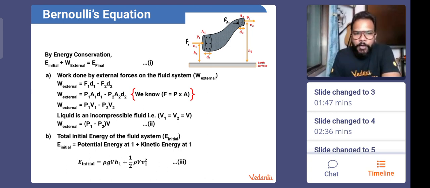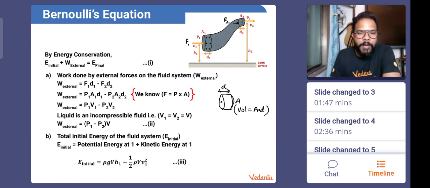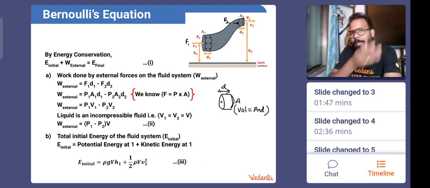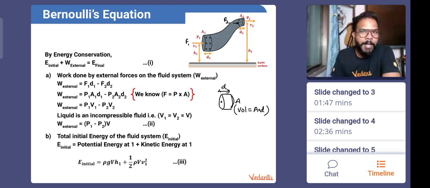That's basically your force. So from here, we can say that in the overall work done, A1 d1 is nothing but the volume V1, and A2 d2 is nothing but the volume V2. That's basically the volume of this small cylindrical portion. So this is d, area is A, so the volume is A into d, just as we saw in the equation of continuity as well. Okay guys, so we have got the value of the work done by the external force. That comes out to be (P1 minus P2) into V, assuming that P1 is greater than P2 because the liquid is flowing from 1 to 2. So this is the work done by the external agent.